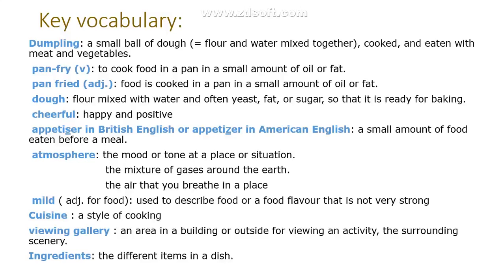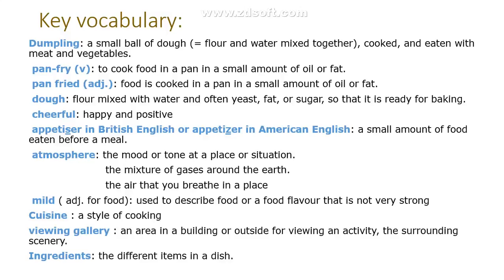Dough, what does it mean? Flour mixed with water and often yeast, fat or sugar, so that it is ready for baking. Cheerful, happy and positive. Appetizer with S in British English, or appetizer with Z in American English. It means a small amount of food eaten before a meal.